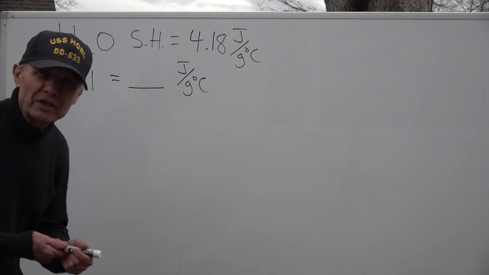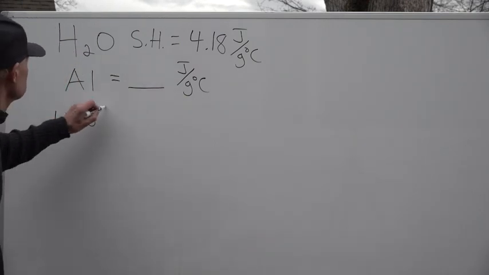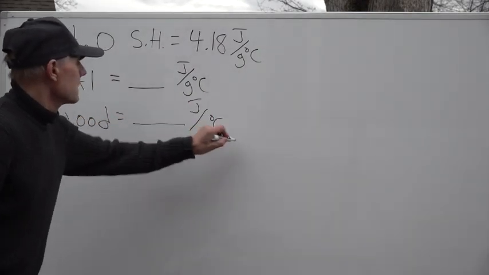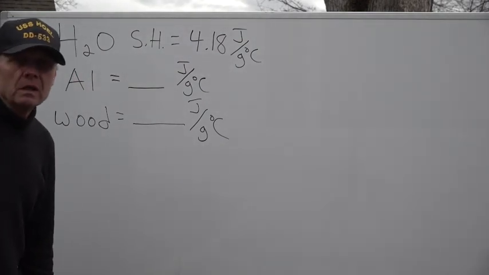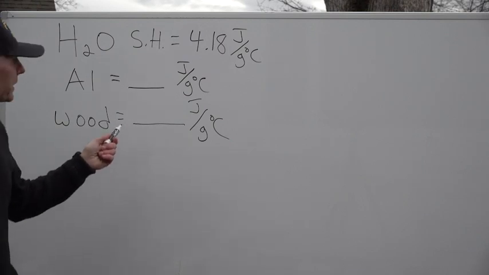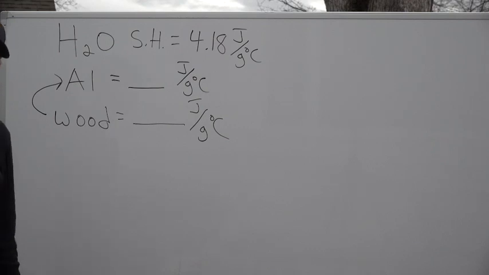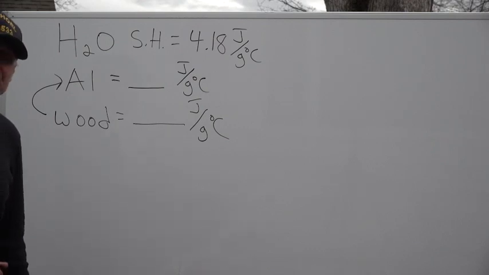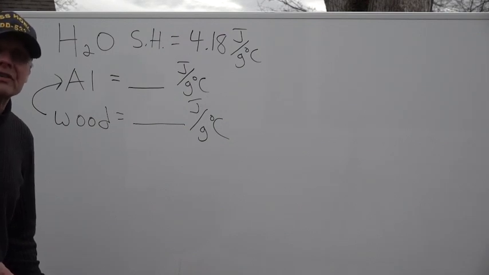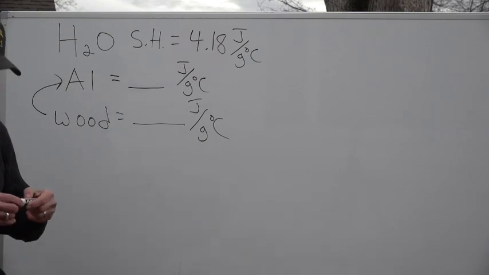So my next question is this one. I want you to find out the specific heat of wood, and you're going to compare it to the specific heat of aluminum and explain why making ice cream in aluminum would be faster than making ice cream in a wooden barrel. Okay? All right.